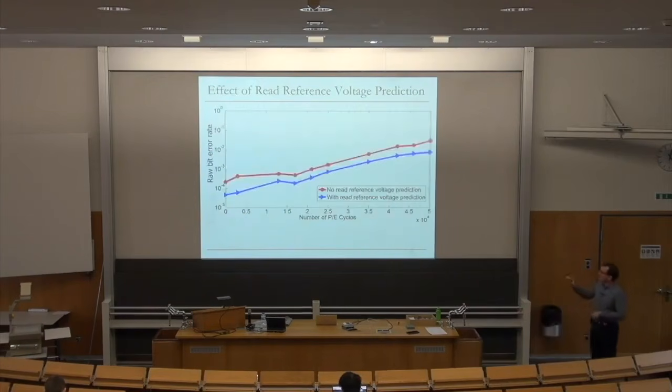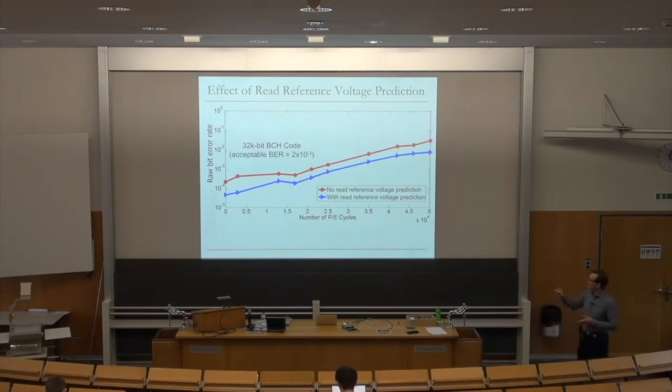Okay, so this is one example from the paper that I mentioned. If you don't do read reference voltage prediction, your raw bit error rate before error correction is pretty high. If you do read reference voltage prediction, as proposed in the paper, whose mechanisms are really implemented in existing controllers, then you reduce the raw bit error rate significantly, as you can see. And this is independent of how worn out your flash device is. Basically, this is good to do in general, because your threshold voltages shift.